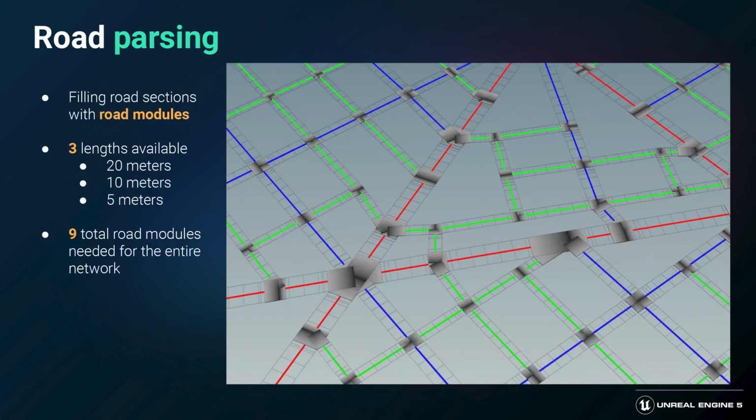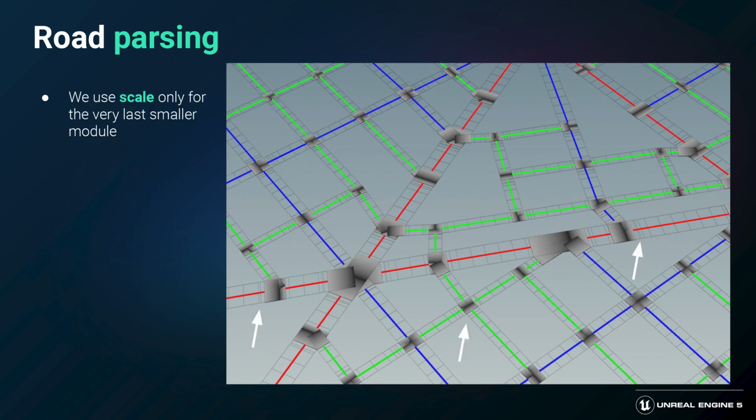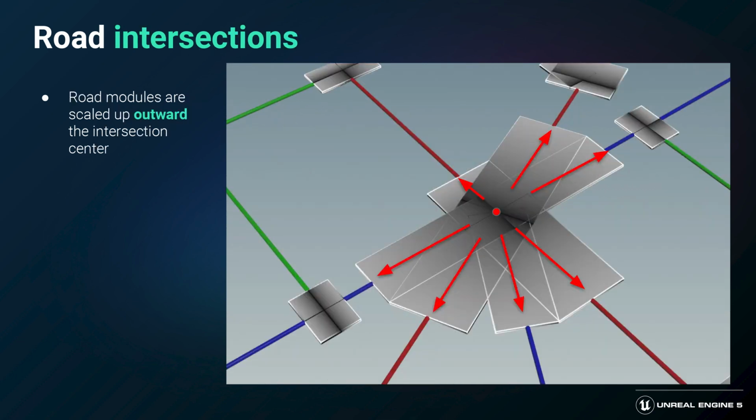Each road section would then be filled with the adequate number of road modules. For each width, we have 3 available modules: 20 meters, 10 meters, and 5 meters subsection. This way, the entire road geometry is mainly made out of 9 basic bricks. Because the sections can technically have any possible length, we keep some room for a little bit of scaling on the smallest 5-meter module. For the intersections, we are filling up the leftover room with road modules scaled to the appropriate length. We then set their pivot at the intersection center, while they aim outward toward the road sections.